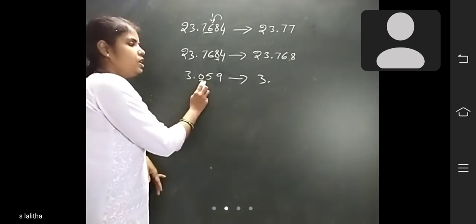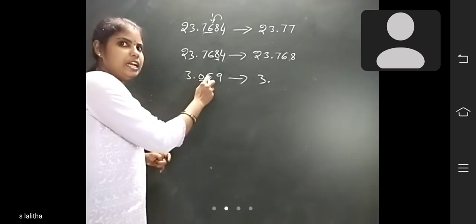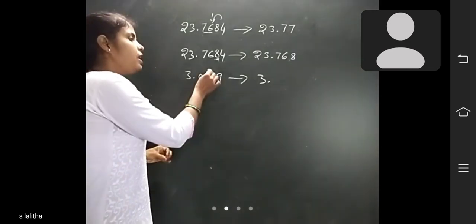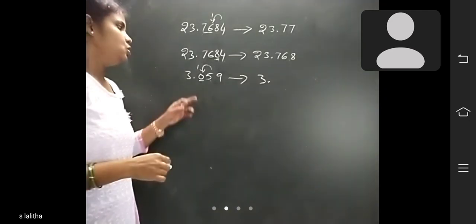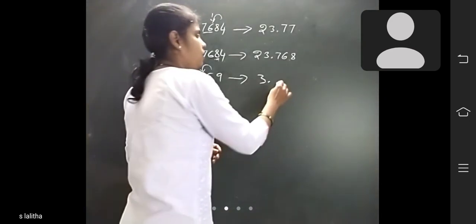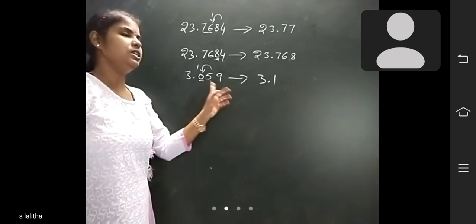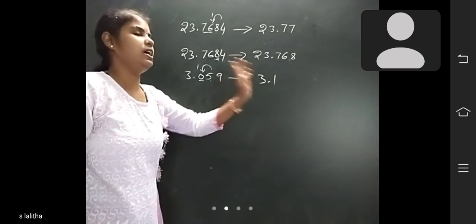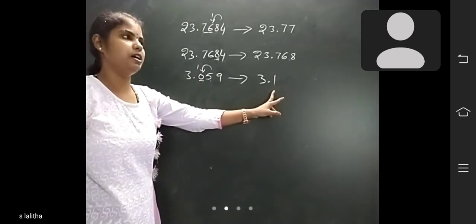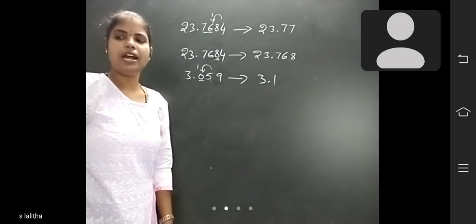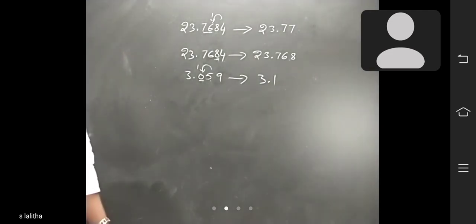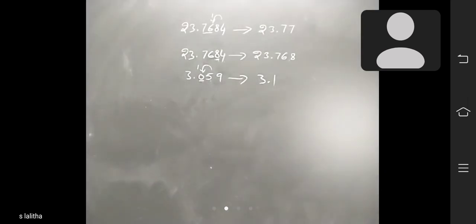0 here. The right side number of 0 is 5. It is equal to 5. Equal to 5 means what you should do? You should add 1. So 0 plus 1, how much? 1. Now use these two numbers: 3.1 only. One decimal number, after the decimal point only one decimal. So 3.1. Did you understand, children? Same as round up numbers, like that only.